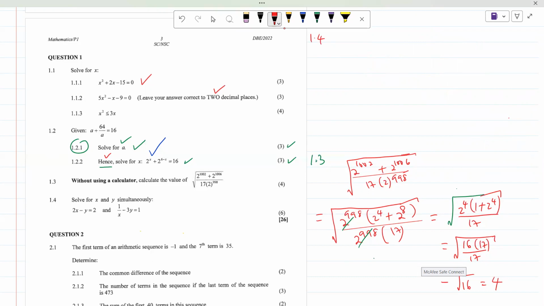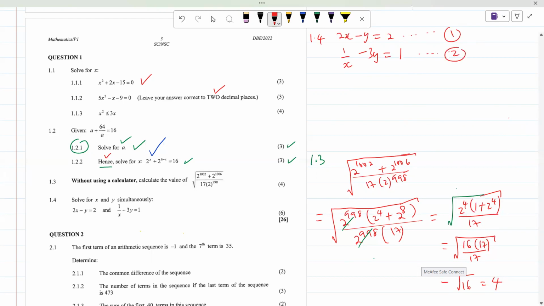So we're dealing with 1.4. The first equation is 2x minus y is equal to 2. We can call it equation 1. The next equation is 1 over x minus 3y is equal to 1, and this is equation 2.